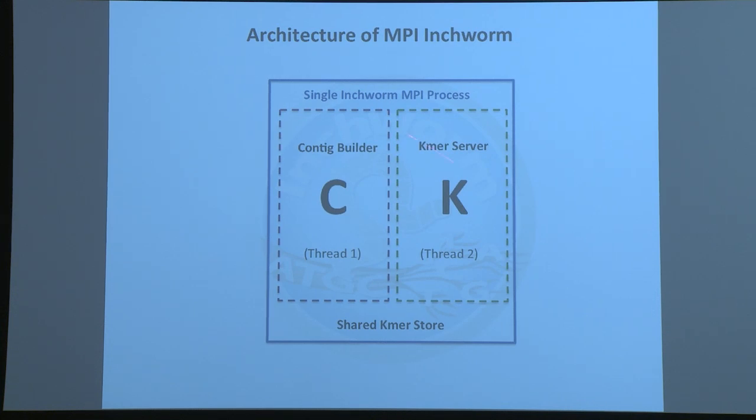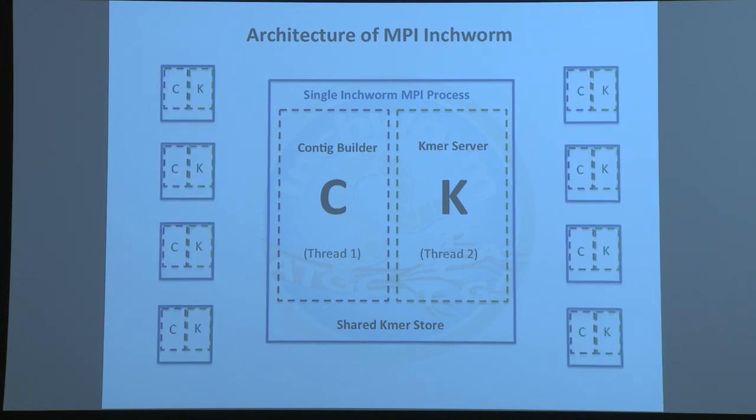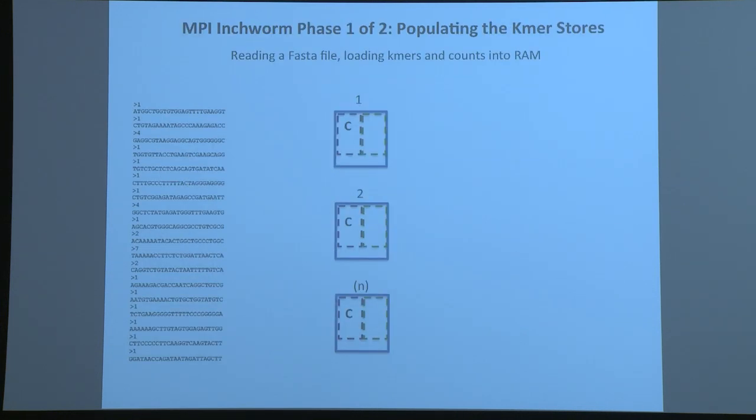So this is just one node. I mean, this is one process. It'll run on one node, and we can have lots of these running, right? We can have hundreds, thousands of these running on the Cray, and they're all talking to each other using MPI. So now I'm going to walk you through how it works.